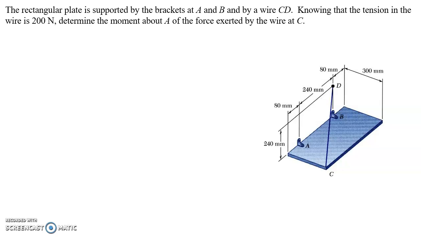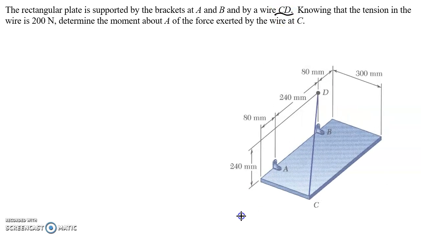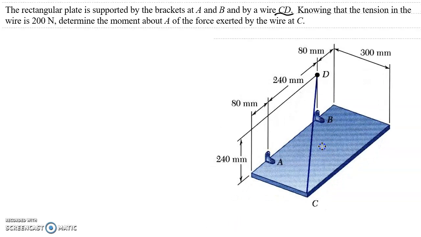Now remember we got these general procedures, so we're going to go first and see what's going to be the analysis point. The problem says the rectangular plate is supported by the brackets A and B and by the wire CD. Okay, let's see if I can make it a little bit bigger. So here we go.